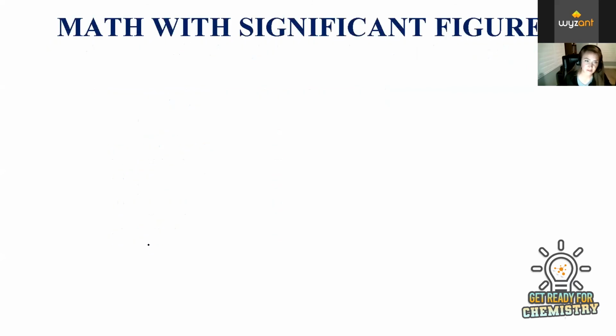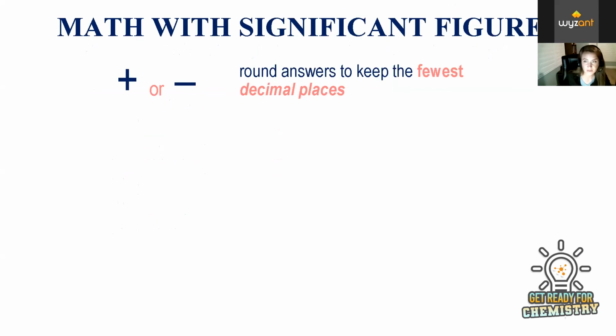Math with sig figs. So this is the other part about sig figs, this is kind of the reason that we did this whole unit, is knowing how to do math with significant figures. So when you're adding or subtracting numbers, this is important that you're able to report your answer to the correct amount of sig figs. So when you're adding or subtracting numbers, you round your answer to keep the fewest decimal places.